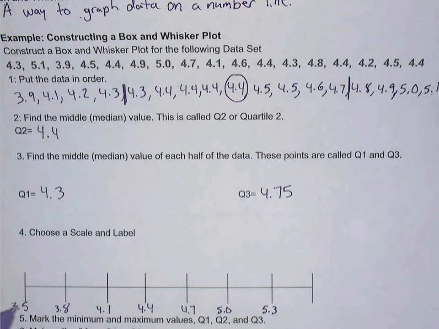So again, you could do a different scale if you wanted to count by 0.4s or 0.5s or start at a different number. There's a lot of different things that you could do. This is what I chose, but you can make a different scale if you'd like. So then we are going to mark the minimum and maximum values, Q1, Q2, and Q3.